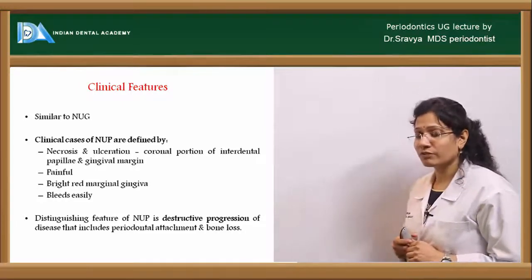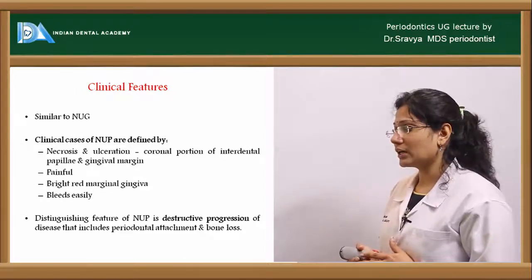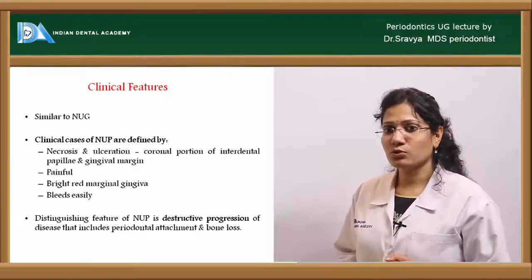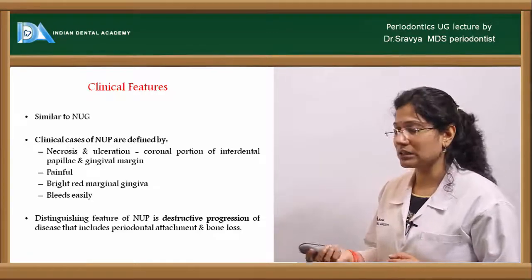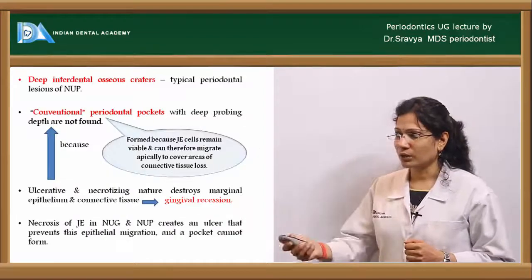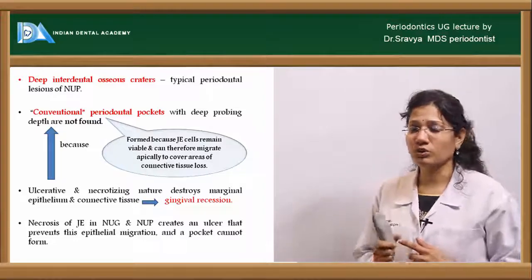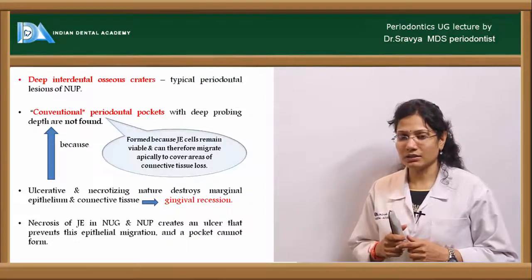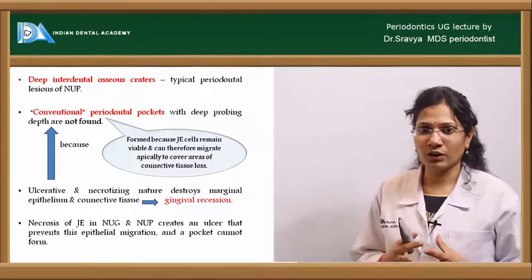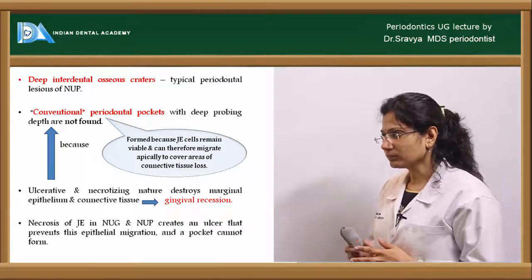The very distinguishing feature of necrotizing ulcerative periodontitis, compared with necrotizing ulcerative gingivitis, is the spread of the disease to involve your periodontal tissues, leading to a destructive progression of attachment loss and bone loss. Here in necrotizing ulcerative periodontal diseases, you find deep interdental craters, which are the typical lesions of necrotizing ulcerative periodontitis.